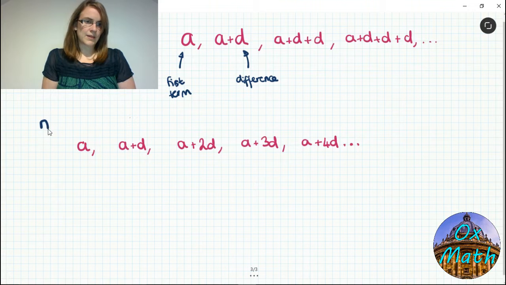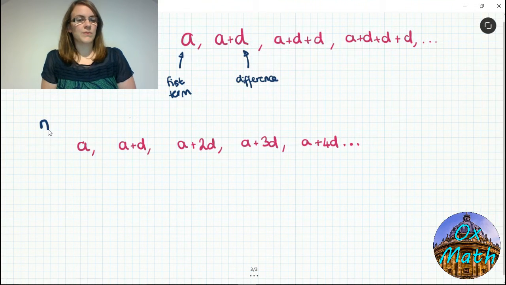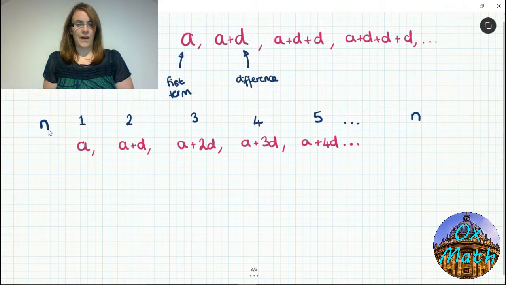Now remember I said before that n is often used as a counter, so it's used to represent the position in the sequence or what term you're on. So 1 would be the first term, in this case a, 2 represents our second term, our third term, fourth term, fifth term, and if we carry on, we could carry on all the way up to our nth term.